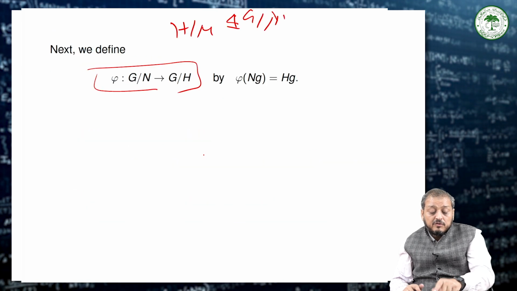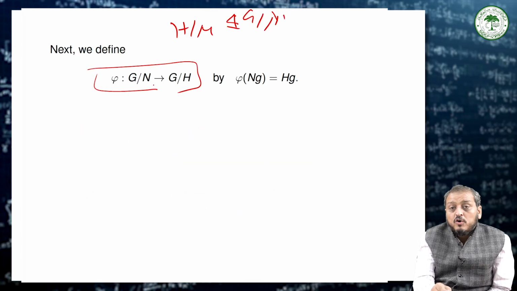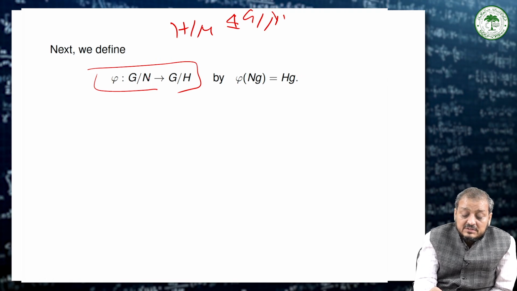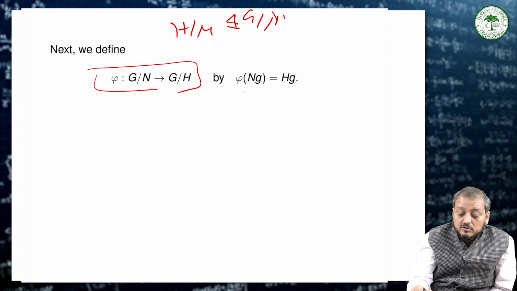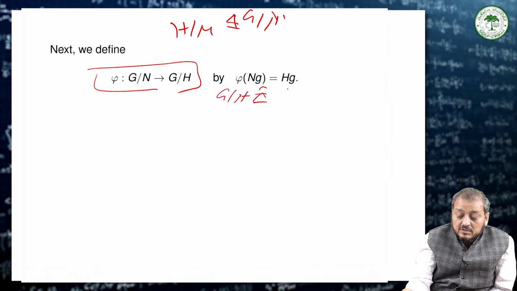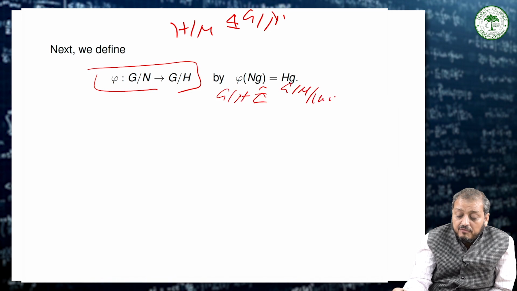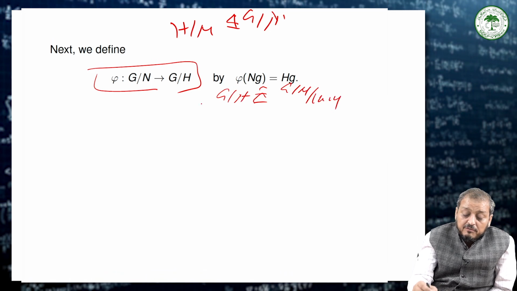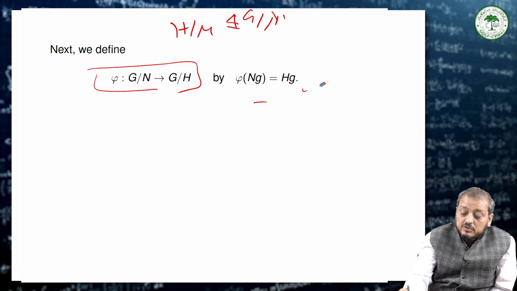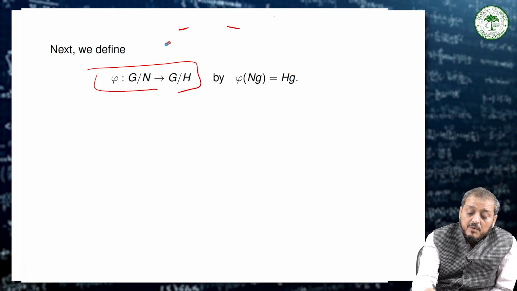If we define it in this form, and if we show that this phi is an onto homomorphism, then we can say that G by H is isomorphic to G by N over the kernel of phi, and then we show that the kernel of phi is nothing but equal to H by N. So this means we have to try to prove this in this form.